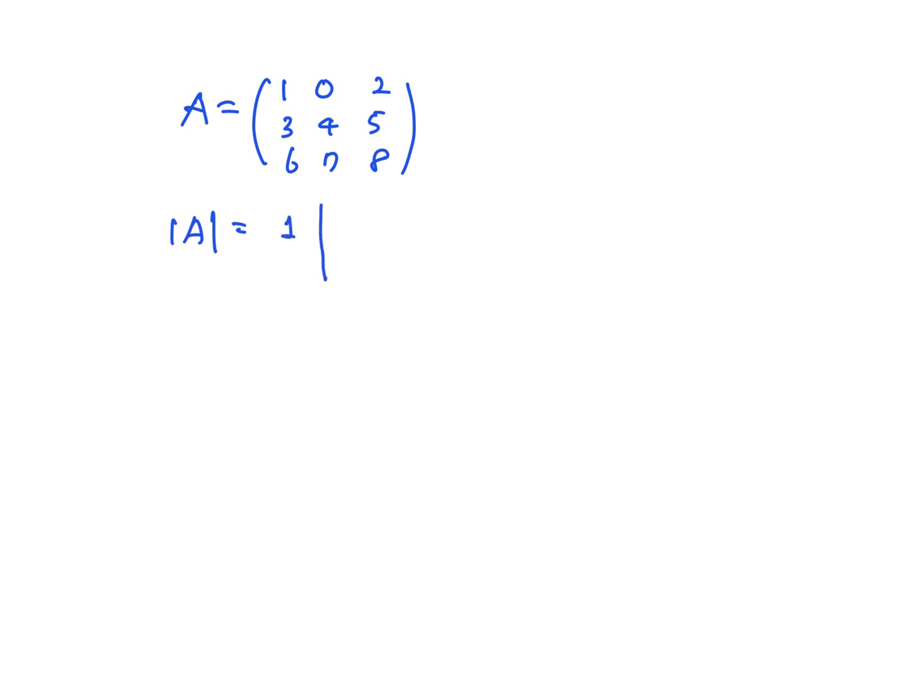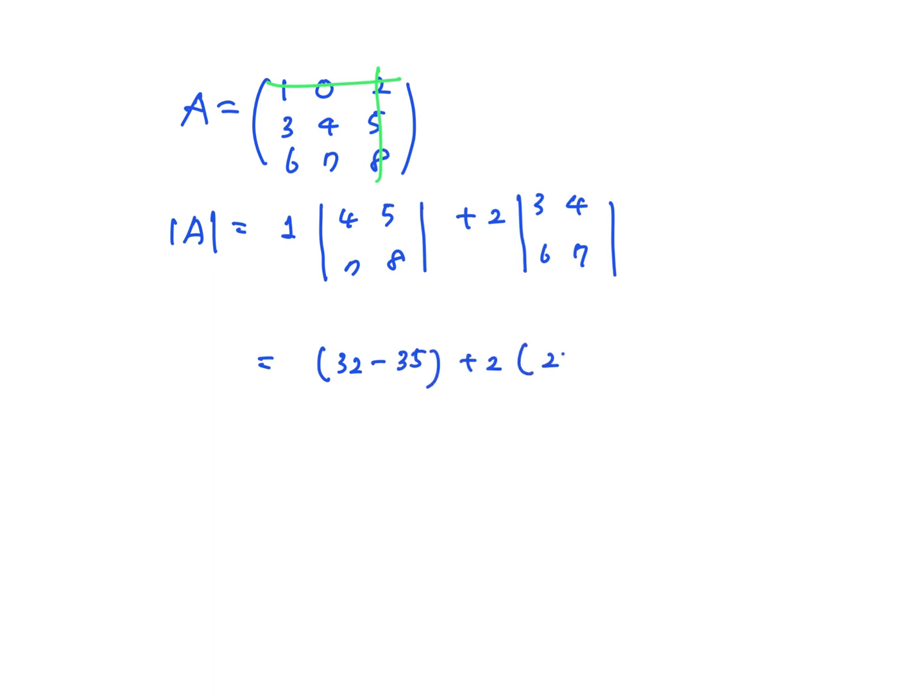One times determinant of 4, 5, 7, 8 plus 2 times 1 plus 3, 3, 4, 6, 7. 32 minus 35, right? Plus 2, 21 minus 24, which is minus 3, minus 6 is minus 9. How about the other method?